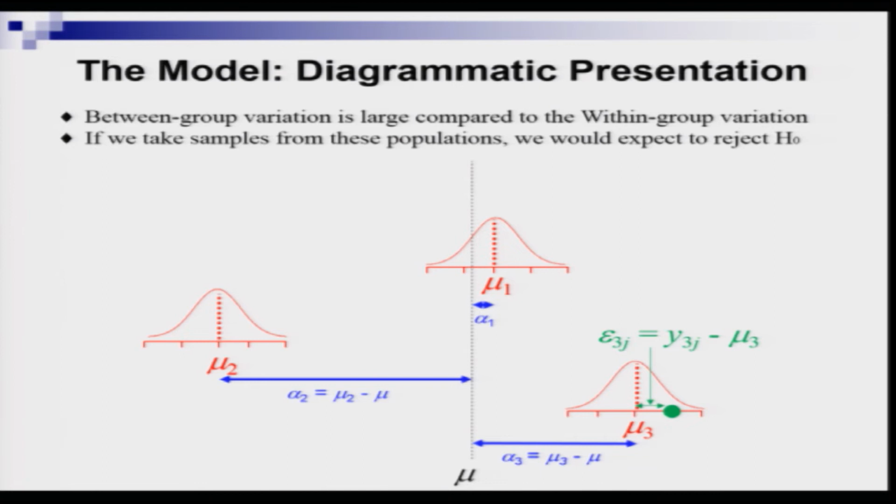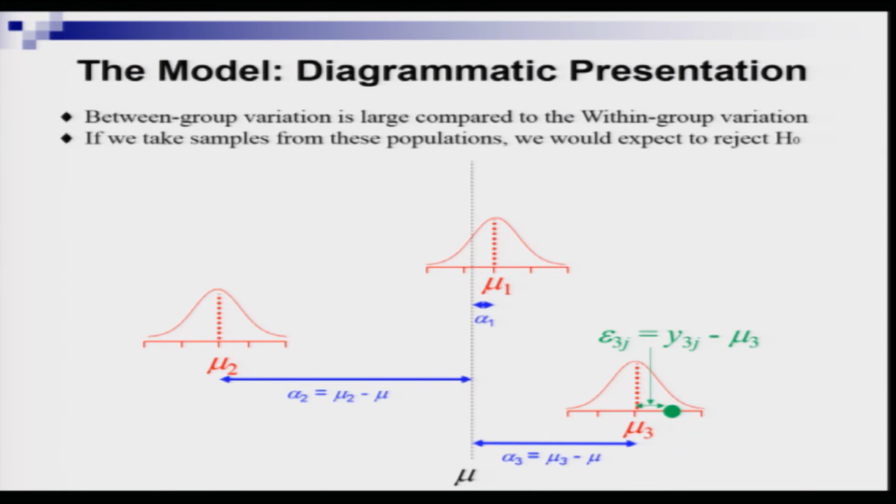Now let us look at the case of one particular individual who is from say my population group 3, and that individual is marked as a green circle, and you see that that person's height is above the average height of that population group 3. So the individual's height is higher than the group mean mu3. Here I am showing you this epsilon 3j for this particular individual in the graph.